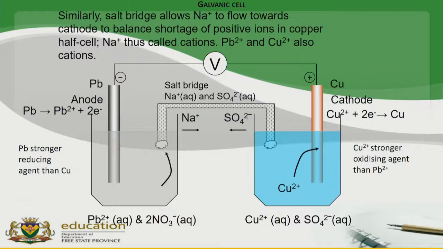Therefore, electrons migrate in the external circuit from the anode to the cathode. So the anode is negatively charged. It means it has an excess of electrons. That's why it can donate electrons. And the cathode has a shortage of electrons. So that's why it is able to gain electrons and undergo reduction. And a reduction takes place there at the cathode. Fine.